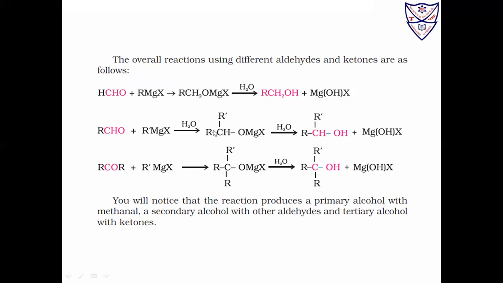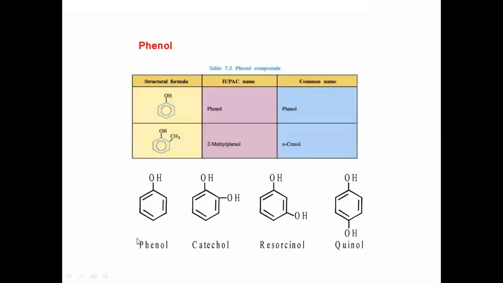So this gives the primary, secondary, and tertiary alcohols. You will notice that the reaction produces a primary alcohol with methanal, a secondary alcohol with other aldehydes, and a tertiary alcohol with the ketone.